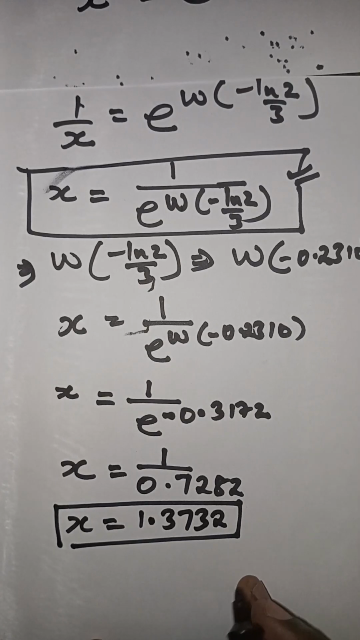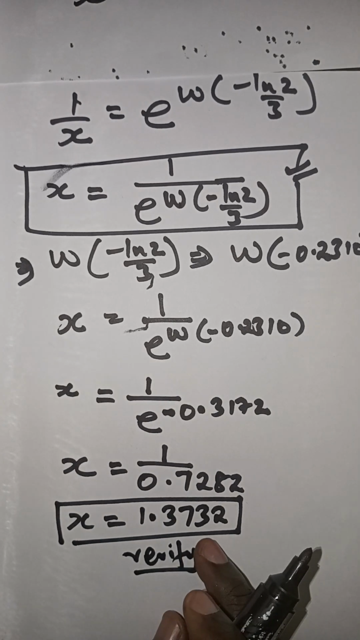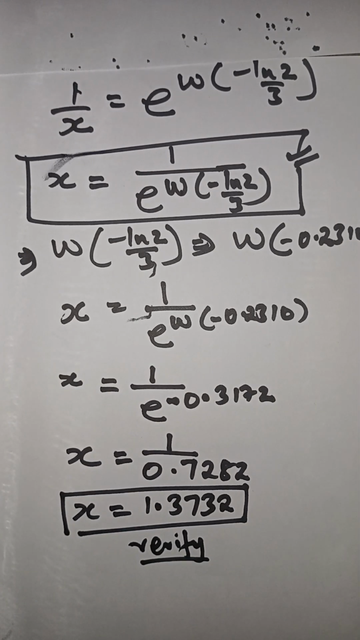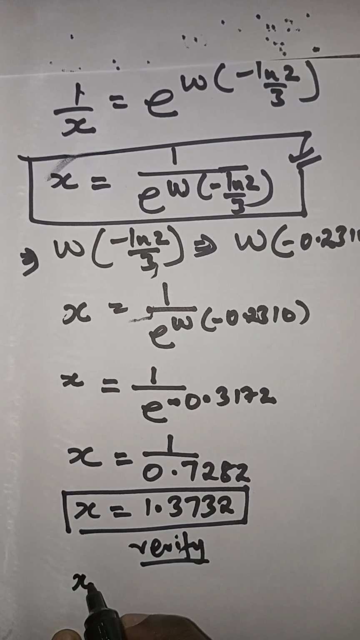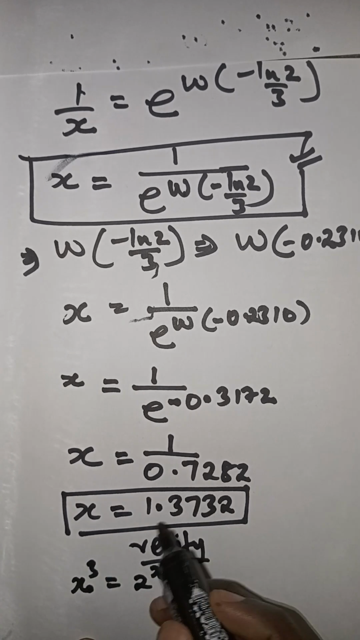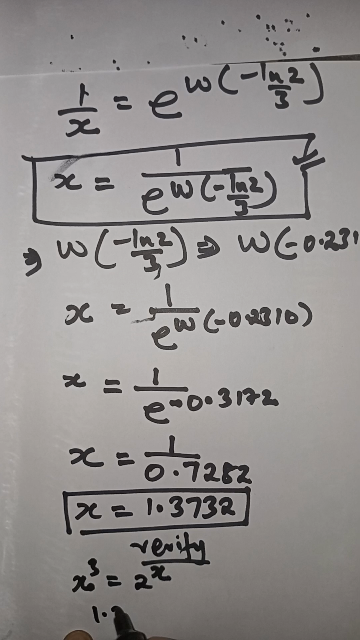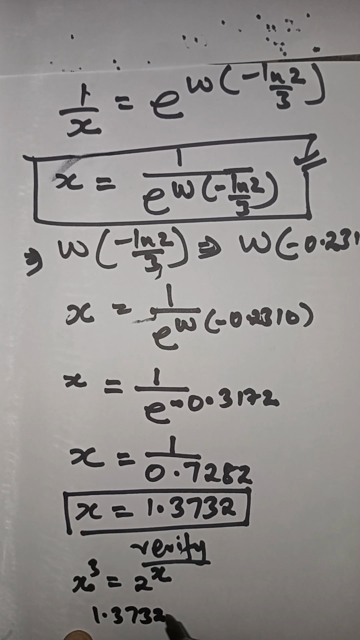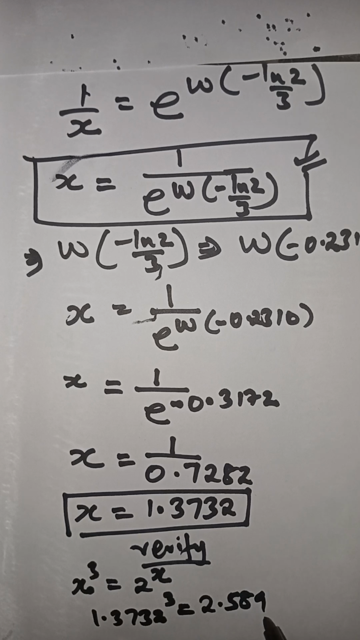This can be proved, or you can verify it. If you take your calculator and compute, it was x power 3 is equal to 2 power x. Wherever I have x, I want to substitute this, so that when you take 1.3732 to the power 3, computing it in your calculator, you're going to get 2.589 as an approximate value.